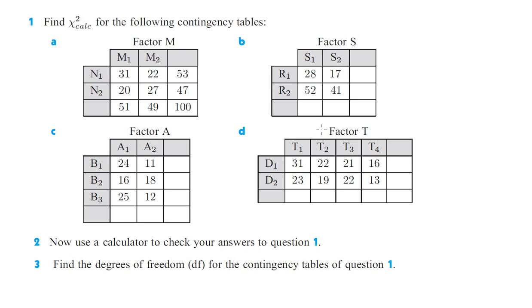Okay, so we'll start here with number 1A. Find the chi-squared calc for the following contingency table. For this one, we just have 2 rows and 2 columns of data. We want just this stuff right here. Remember, these are the totals for finding the expected values. So again, for chi-squared, we're just going to use the raw data.